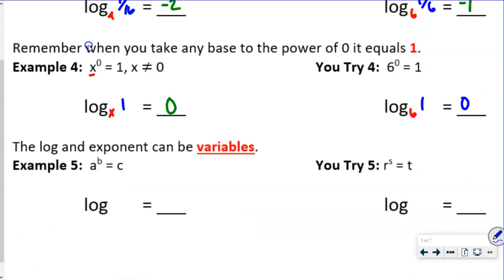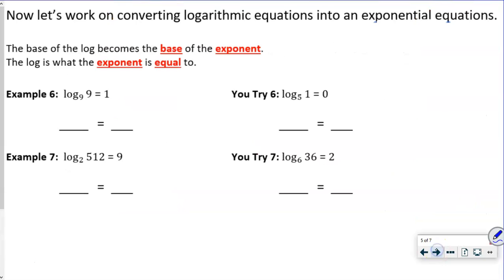All right, so our next two, the log and exponent, can be variables, right? So again, we're going to take a log base a of what? Our c, and that's going to be equal to our b. Go ahead and do the next one. So we're going to do again log base r of our t over here is going to be equal to what? Our s. So r to the s is equal to t, so log base r of t is equal to s. All right, so go ahead and work on these and come back to me when you're done.